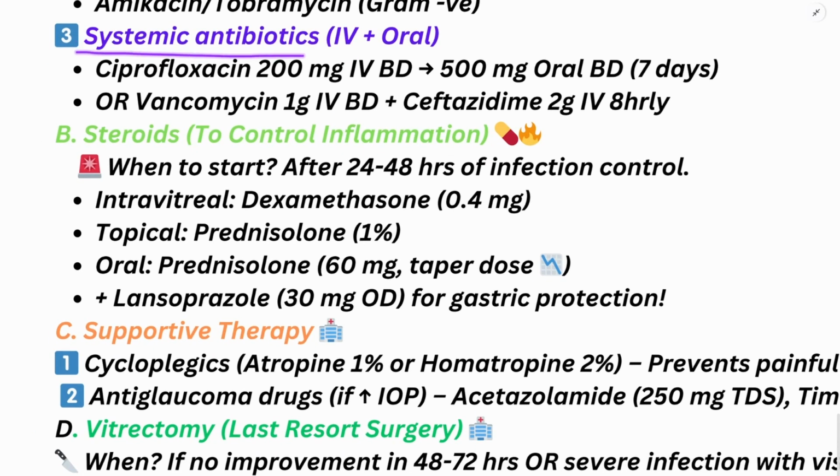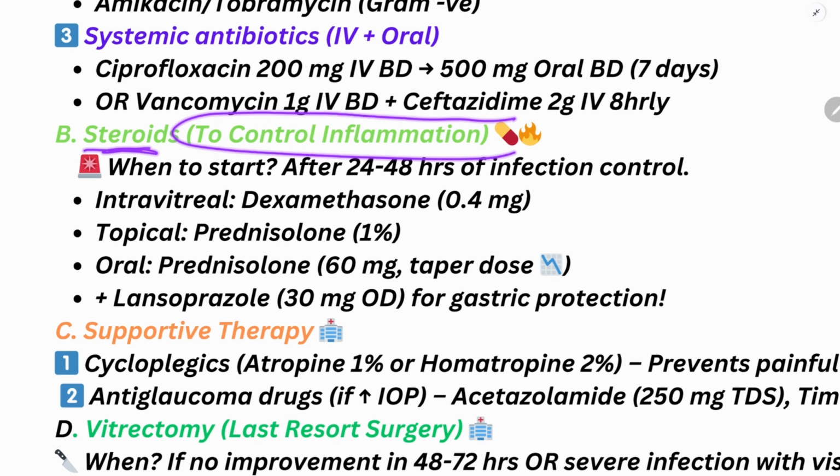Third one is systemic antibiotics. You will give them either IV or oral. So ciprofloxacin 200 mg IV twice a day, and you will slowly move to 500 mg oral twice a day for 7 days, or you can give vancomycin 1 gram IV twice a day and ceftazidime 2 grams IV every 8 hours.